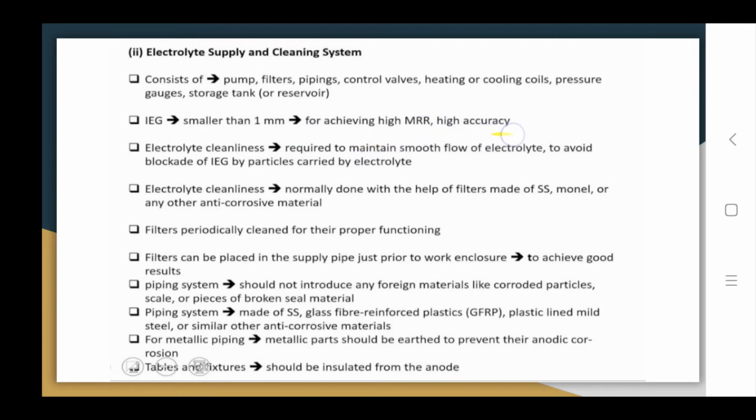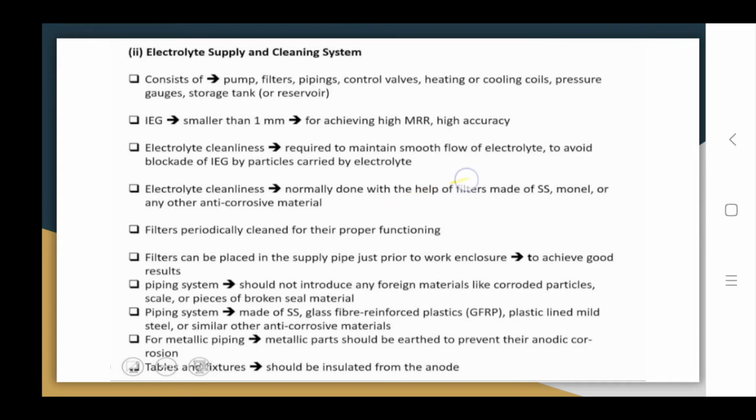For this purpose, a smooth flow of electrolyte should be maintained, and any blockage of such a small gap by particles carried by the electrolyte should be avoided. Hence electrolyte cleanness is important, and it is normally done with the help of filters which are made of stainless steel, monel, or any other anticorrosive metals. Filters should be periodically cleaned for their proper functioning.